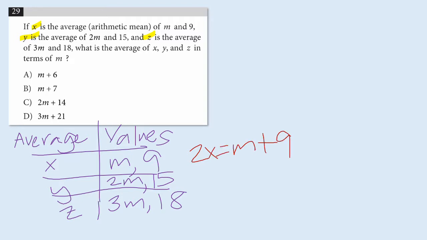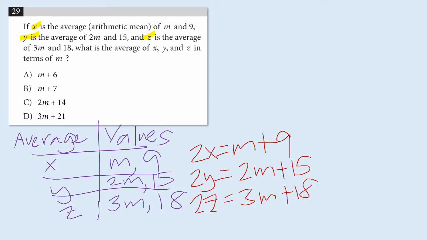Right? Let's do the second row. If y is the average of the two values, 2m and 15, that means when I add 2m and 15 together, that's equal to 2y. I think you get the idea. Let's look at the third set of values, 3m and 18. If I total those, and z is the average of those two values, then 2z is equal to 3m plus 18.